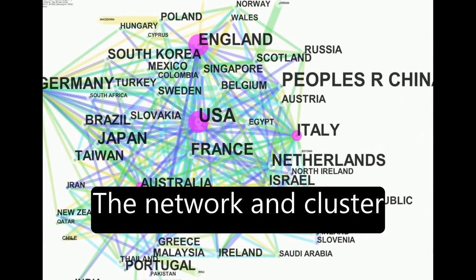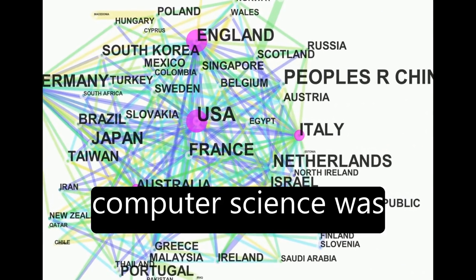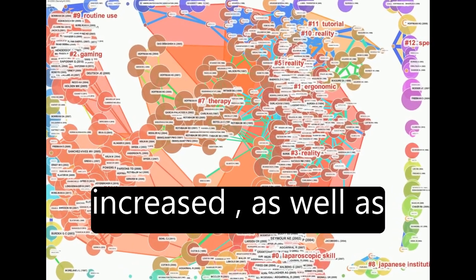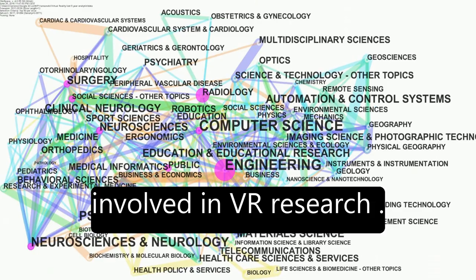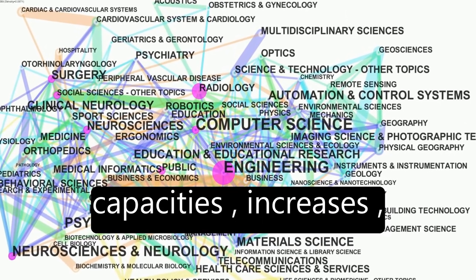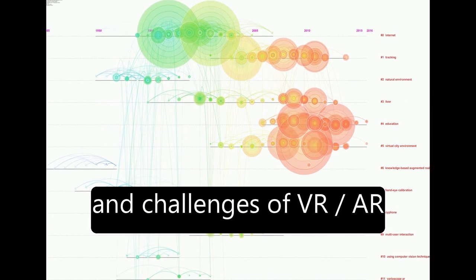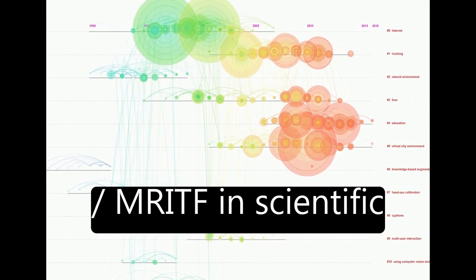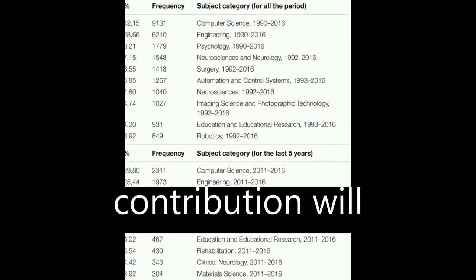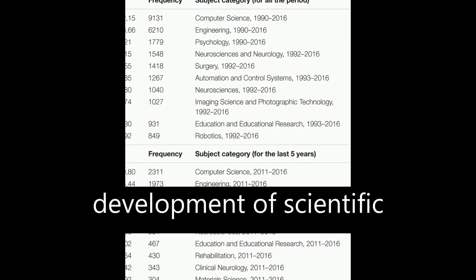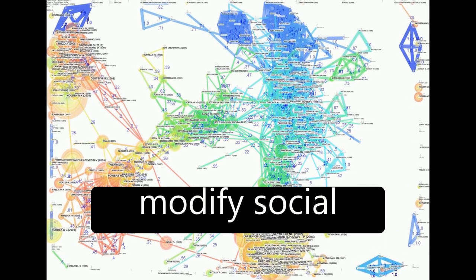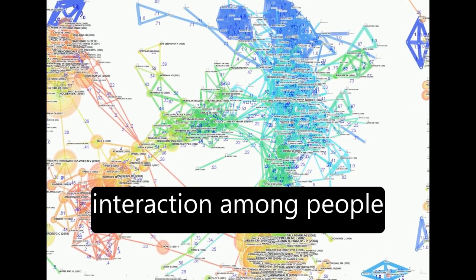The network and cluster analysis revealed that computer science was initially the leading research field, but clinical areas have increased, as well as the number of countries involved in VR research. The paper discusses the future expected capacities, increases, and challenges of VR/AR/MR in scientific fields and human communication and interaction, concluding that their disruptive contribution will increase the use and development of scientific applications in clinical areas and modify social communication and interaction among people.